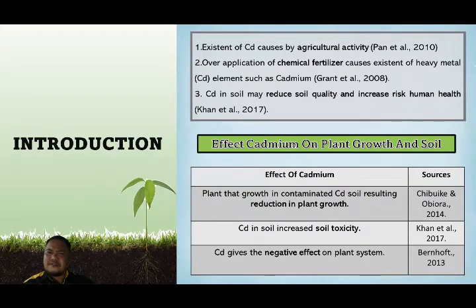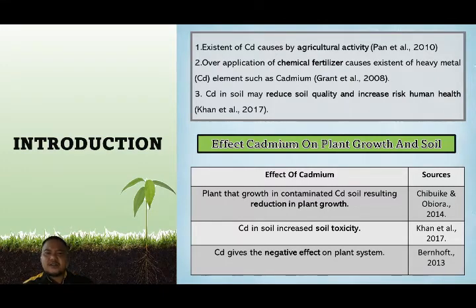What is the other effect from the existence of cadmium in soil? Plants that grow in cadmium contaminated soil will show reduction in plant growth. Also, this heavy metal element will increase the soil toxicity level and give a negative effect to the plant system.